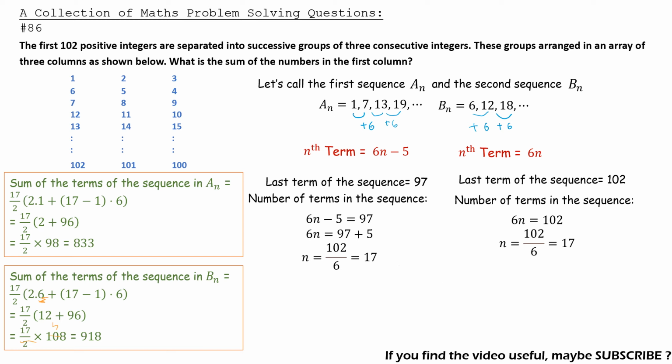Checking: 2 times 5 is 10, 4 is 8, and 54 times 17 is 918. So that is correct, it is 918. Then what we do is we simply add them up. 833 plus 918, and we get 1751 as our answer.